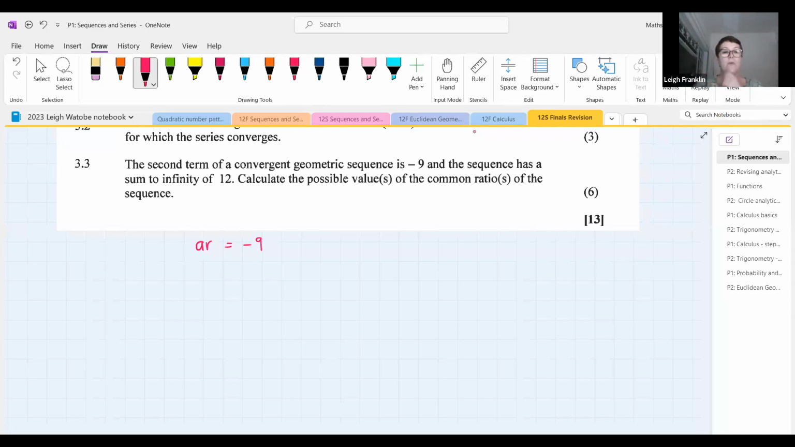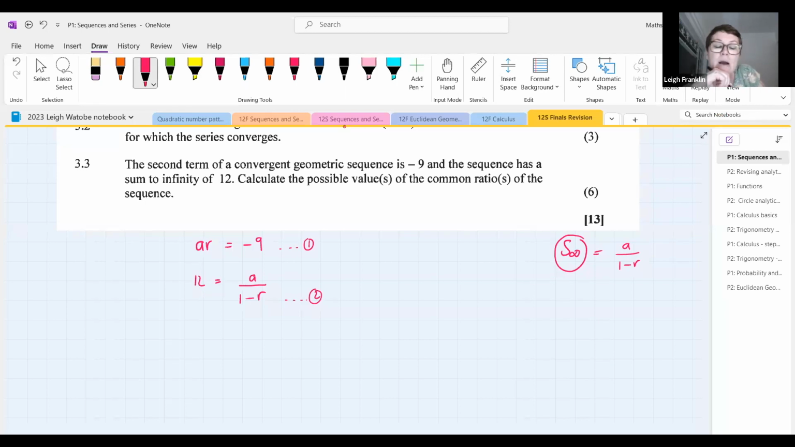And the sequence has a sum to infinity of 12. So what do they want from us here? 12 equals, what does 12 equal? Sum to infinity. If you remember, your sum to infinity formula is A over 1 minus R. So they want us to sub the 12 in over here, so it's equal to A over 1 minus R. Okay, so there is equation number 1. There is equation number 2.